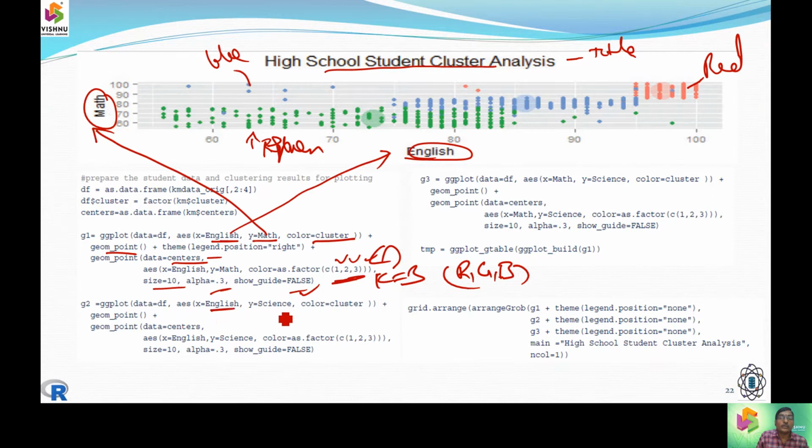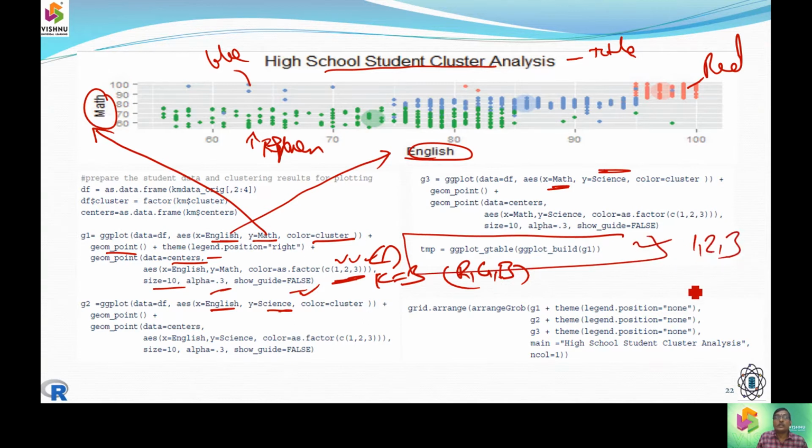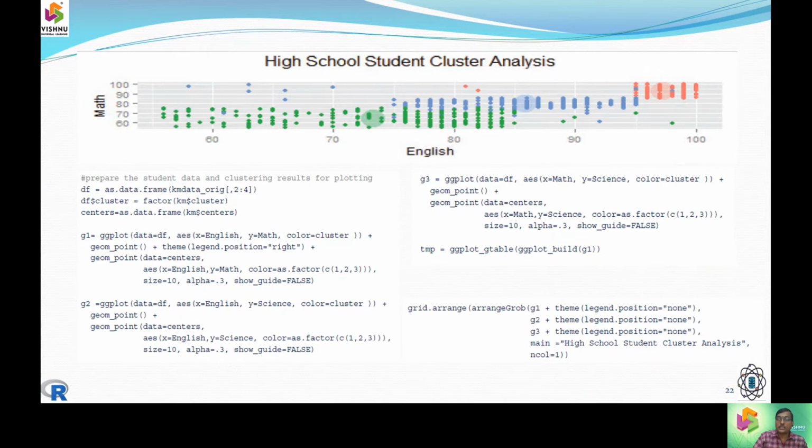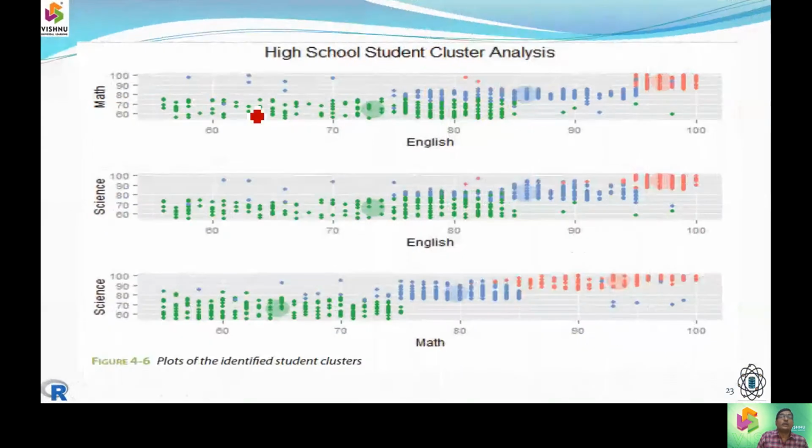Similarly, we have to do it for English and Science. Similarly, we have to do it for Maths and Science. For all of these, the representation is the same, and the building of the graph is going to be the same. So now we are going to put G1, G2, G3 into the ggplot table. So that is where we got this ggplot building. And for the entire thing, we are going to give the caption, that is high school students cluster analysis. So there we got now the first item, the second item, the third item.